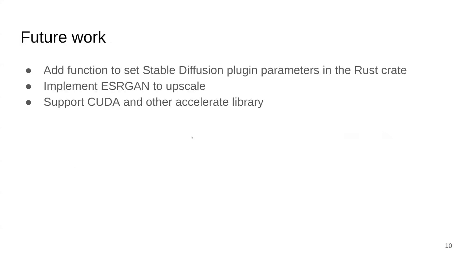There are some other features we want to finish. We want to add some functions to set the Stable Diffusion plugin parameters in our Rust SDK, although they are already finished in the WasmEdge plugin. So if you set them in your Rust SDK, then it may work. And we want to support ESRGAN to upscale. Then we want to support CUDA and other acceleration libraries.